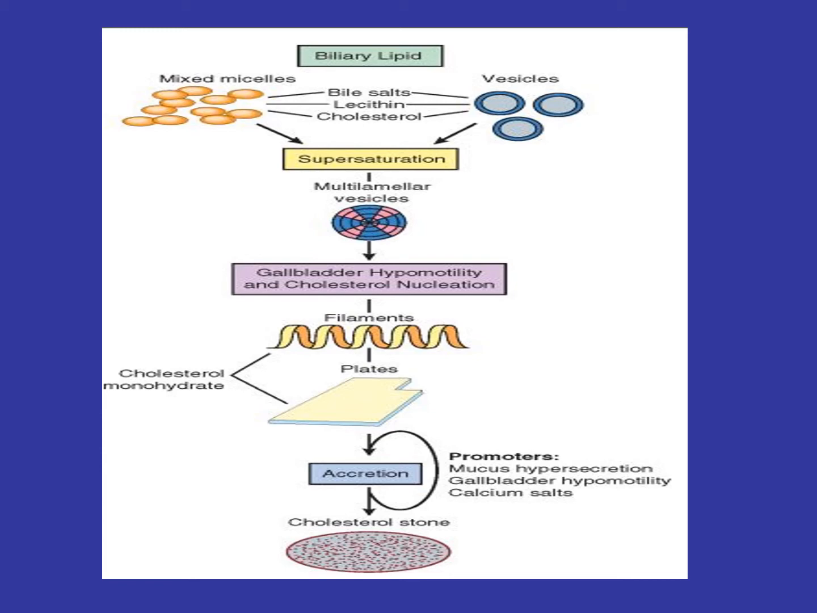Then they acquire the form of simple plates, and a progressive accretion of the mucus and calcium salts is added to that in order to form the cholesterol stone. So this is the process. First of all, because of the stasis of the bile, the increased concentration of the bile, and the hypermotility of the gallbladder, the cholesterol nucleation would occur, and this will progressively lead to stone formation.